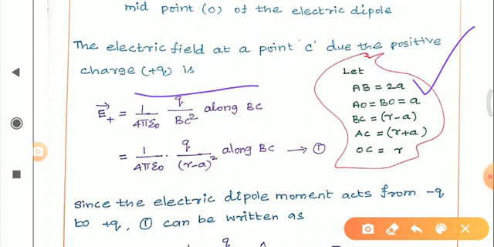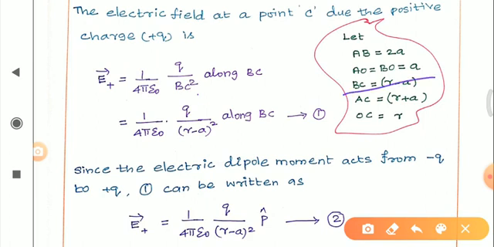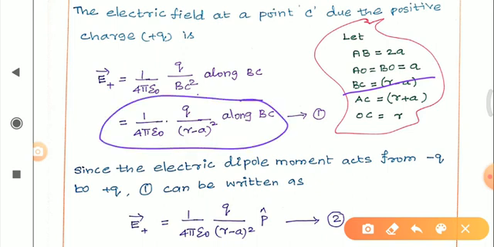So this is the general formula for finding the electric field. E plus is equal to 1 by 4 pi epsilon naught Q divided by BC square along BC, where BC is nothing but the distance. Okay, right. Then in the next step, the first equation is 1 by 4 pi epsilon naught Q divided by, instead of BC, the value r minus a whole square. The direction of the electric field is always along BC. Why? Because at the point B there is the positive charge, and the electric field is always acting outwards. So C is here, and the direction is along BC.